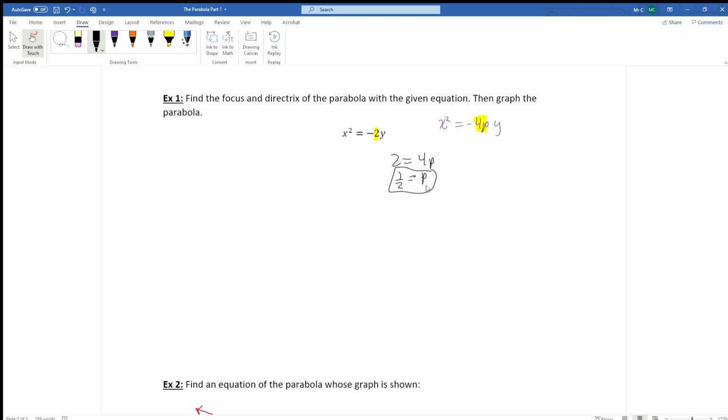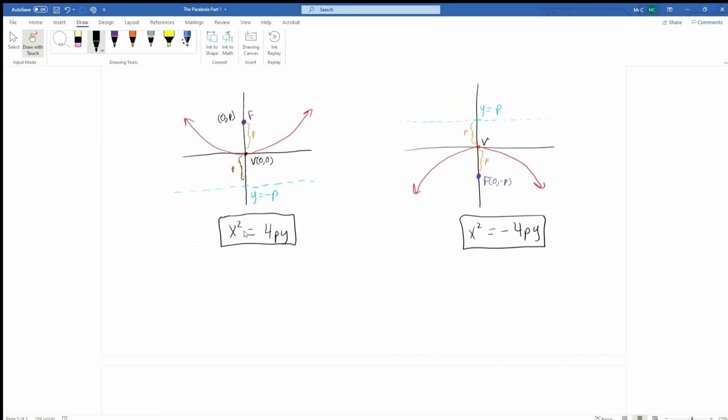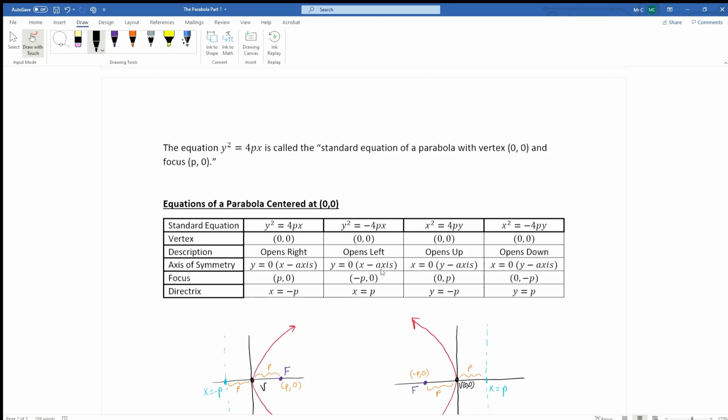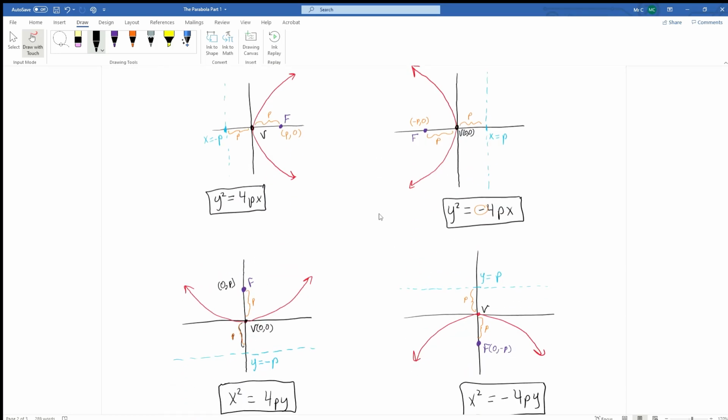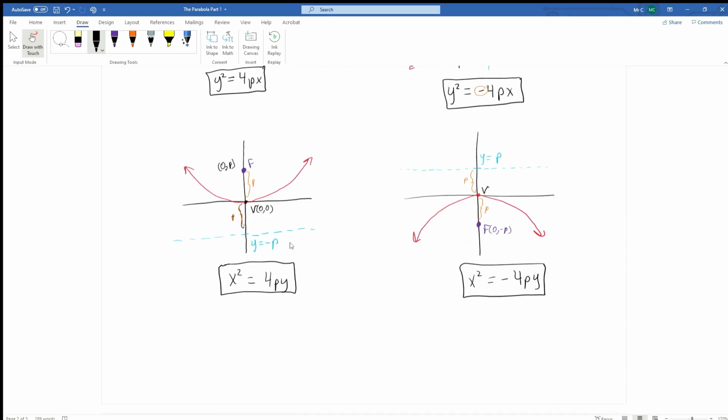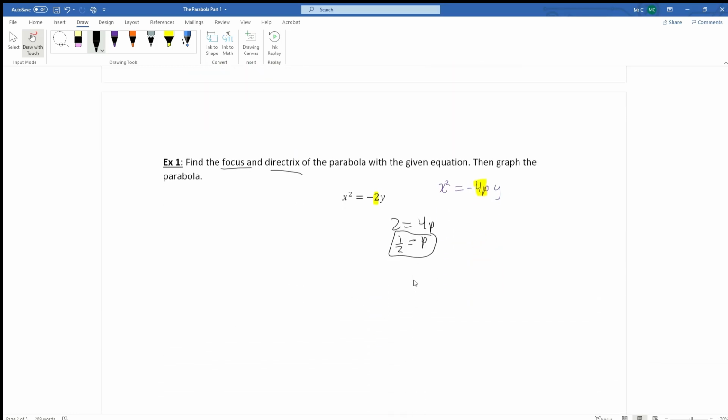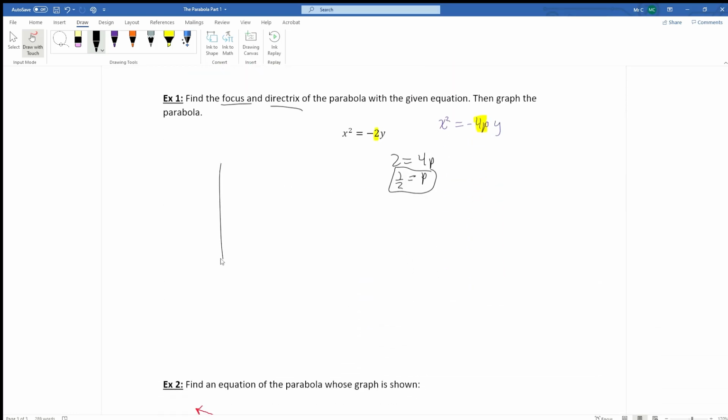Now, in order to find my focus and directrix, even if the directions don't explicitly say so, I'm always going to do it by graphing first. Actually, I think finding these and then graphing is kind of the opposite way to do it. I have no desire to rely on memorizing a big table. Instead, I just want to understand the geometric relation of these points to the graph. So let's go ahead and graph this thing.